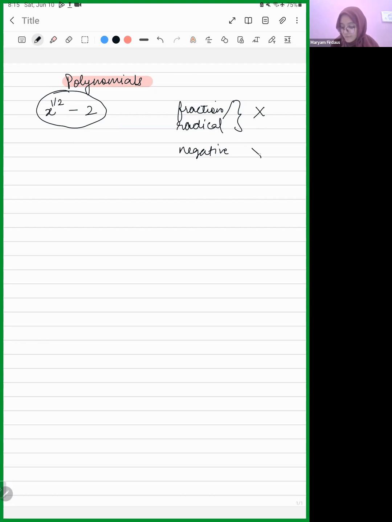The power of a variable cannot be a fraction or radical or negative. So tell me about this. What about x plus 1 by x? Is this a polynomial? First of all, is this an algebraic expression? Yes, ma'am, it is an expression. But is this a polynomial? No, it is not a polynomial.